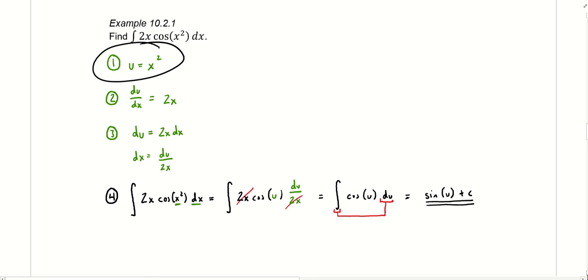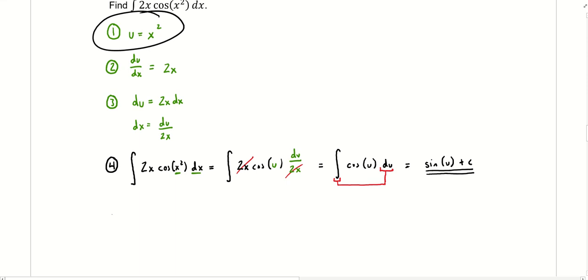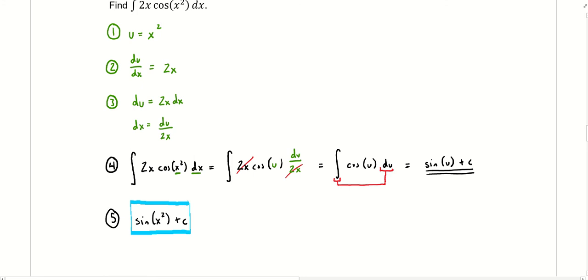So our final answer here, that we'll get in step 5, is the answer from step 4, except with u replaced with its appropriate x expression, which in this case is x squared. So my final answer is going to be the sine of x squared plus c. So that is the integral of 2x times the cosine of x squared.